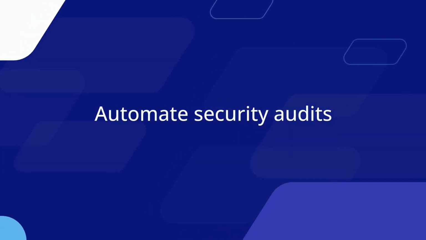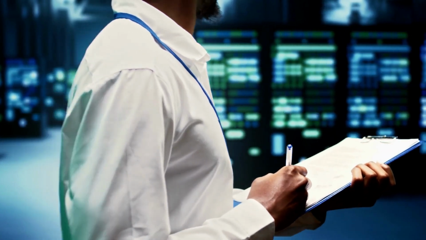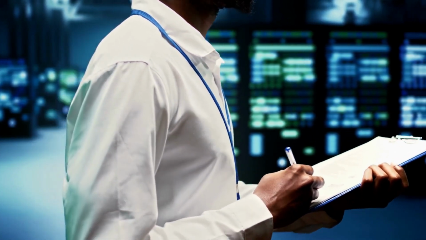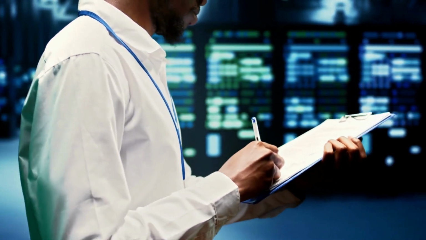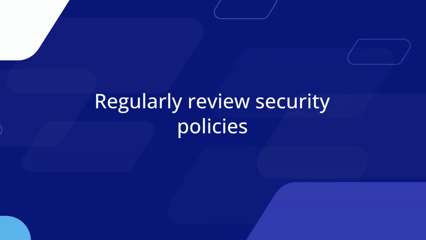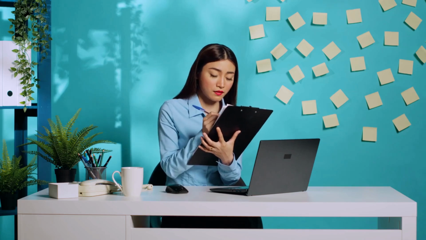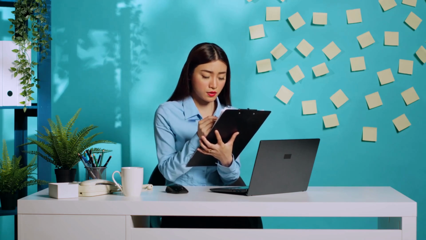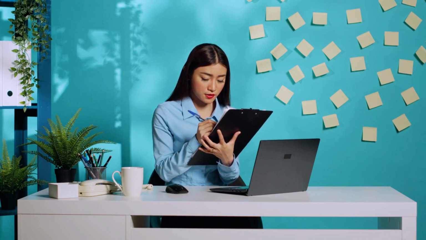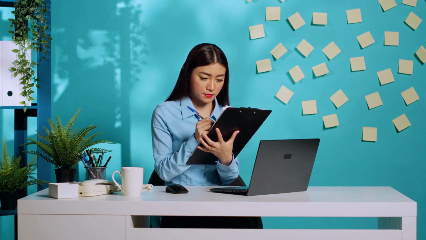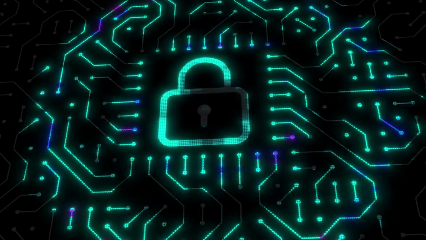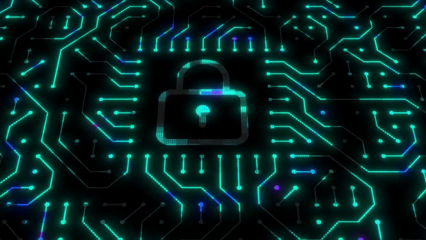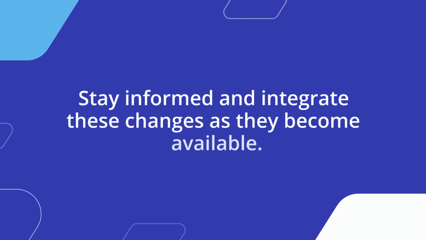Automate security audits. Use AWS Config and CloudTrail to regularly monitor and evaluate your AWS resource configurations against best practices. Regularly review security policies. Conduct periodic reviews of your security policies and access controls to ensure they align with your organization's risk profile. Keep up with the security updates. AWS frequently publishes information on security updates and new features. Stay informed and integrate these changes as they become available.